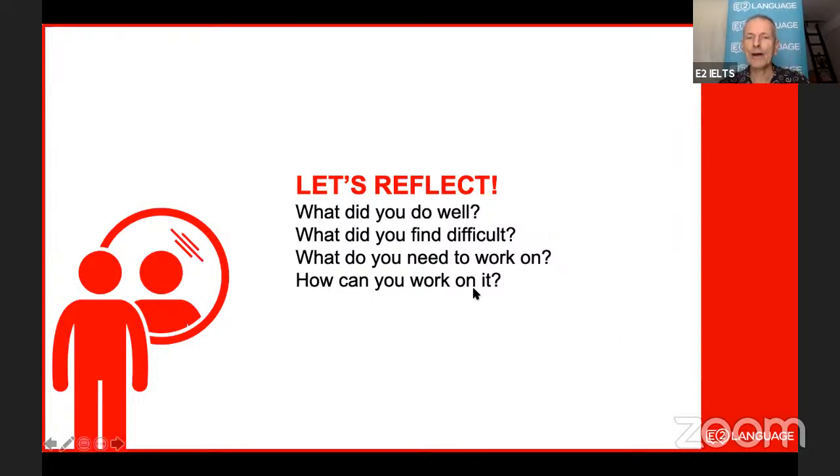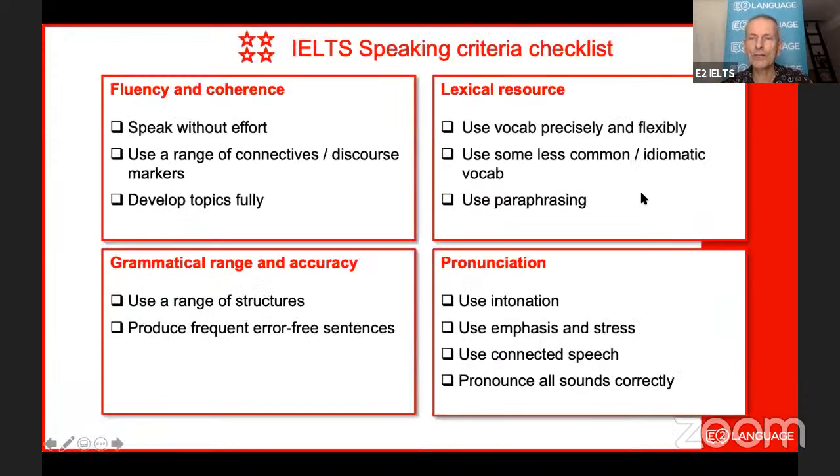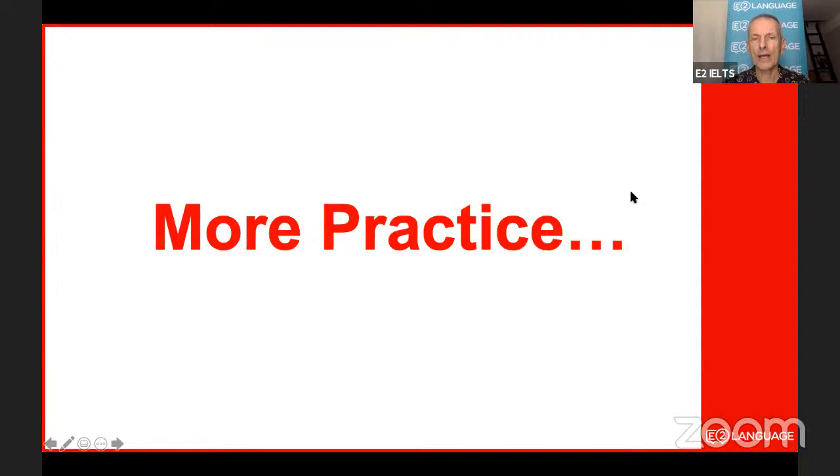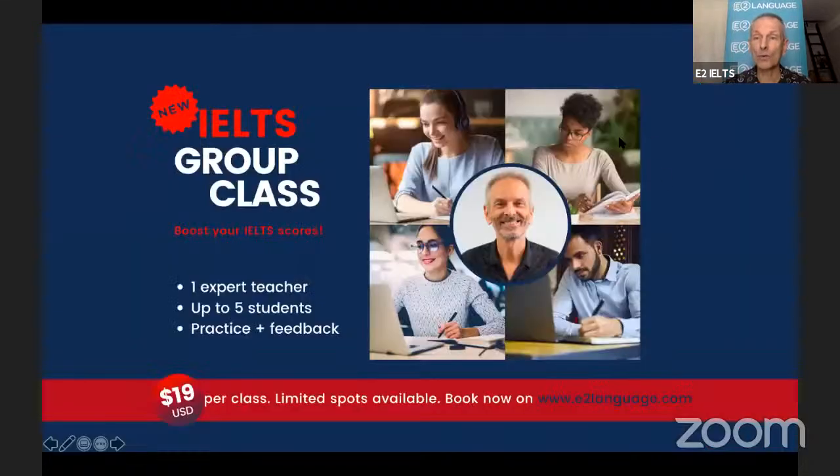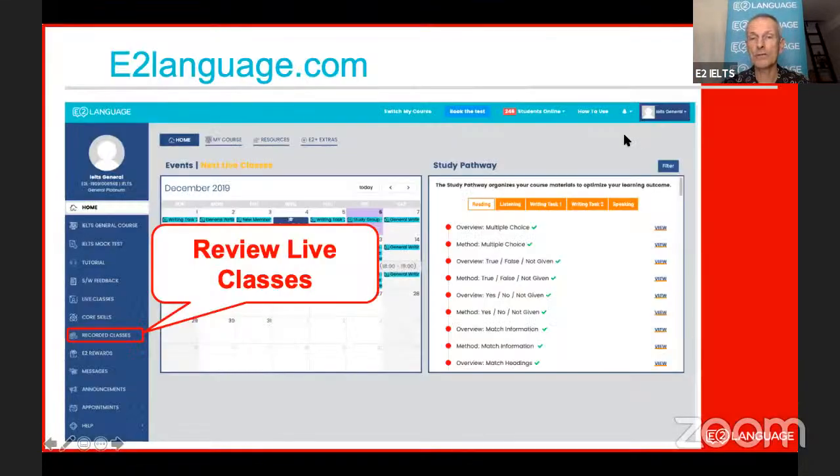So have a think about how you did, what you found difficult, what you need to work on, and how you're going to do it. Lots of practice. There's one or two things to show you. This is in the E2 Language course. This is our simplified band descriptors. So use that to assess your work. And more practice. Don't forget small group classes, speaking and writing. Review the live classes. If you miss them, they're recorded, ready 24 hours after the class.